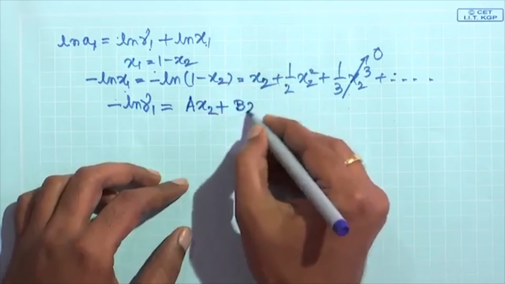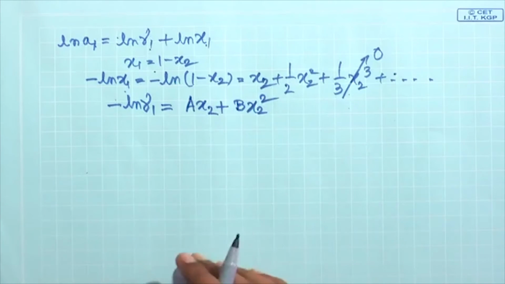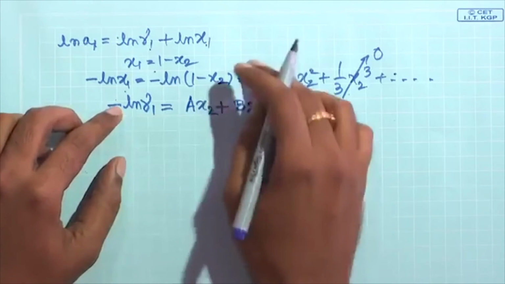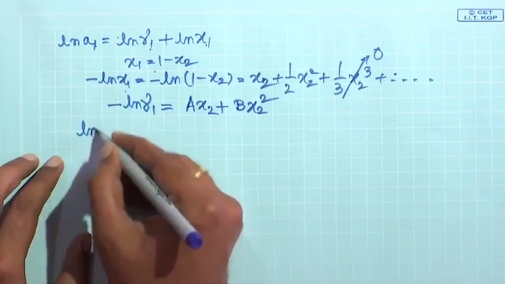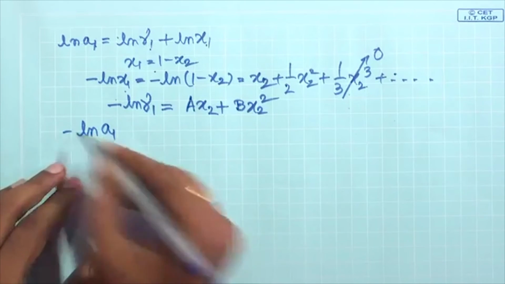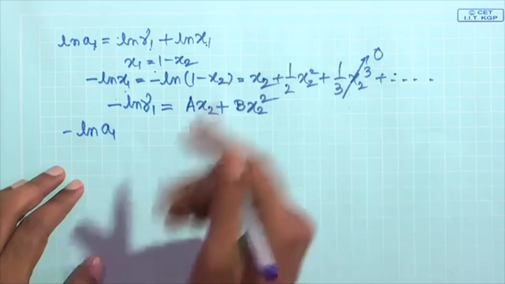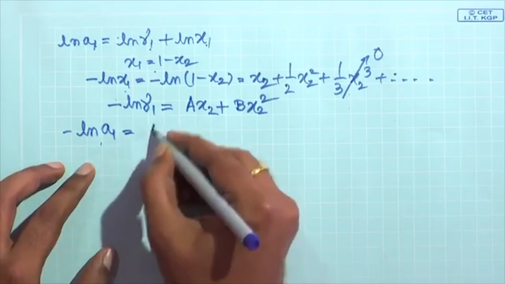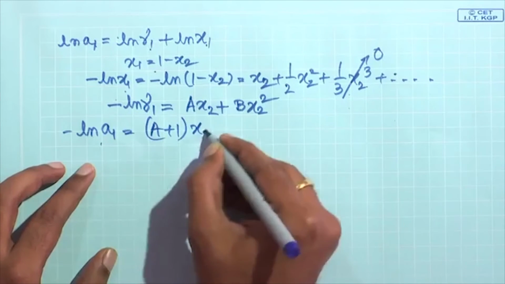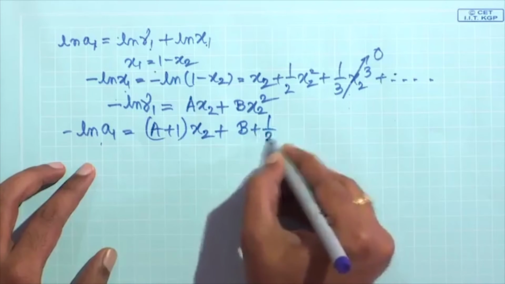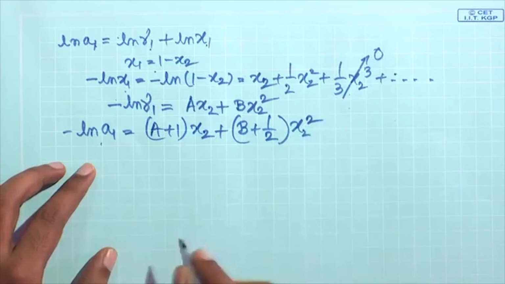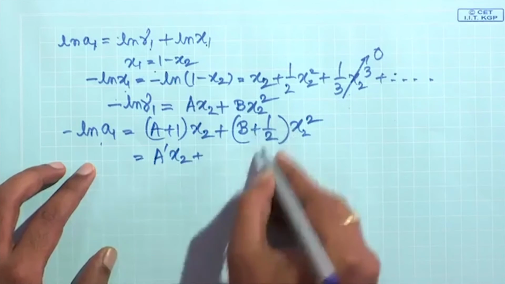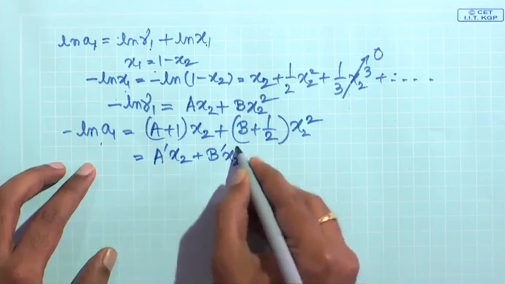So, b some constant into x2 square. I am trying to simplify the matter. So, both of them have very similar forms here. Now, if we assume this, then your ln A1, what does it become? Actually, there is a minus term here, we will come to that after, because delta T in the expression there is a minus term. So, this minus ln A1 is nothing but a plus 1 into x2 plus b plus half into x2 square. This is another constant. So, you can say a prime x2. So, b plus half is another constant, b prime x2 square.